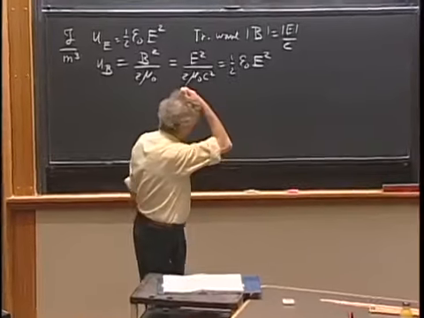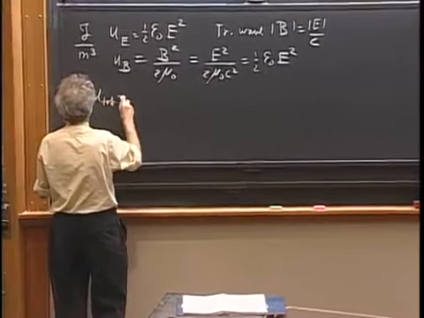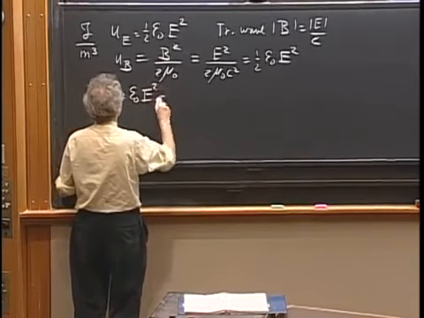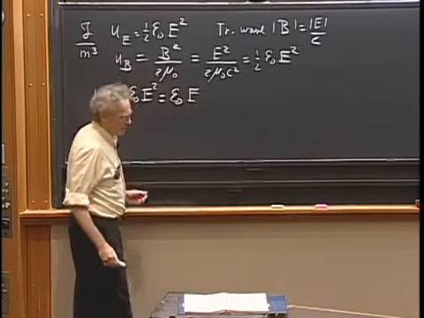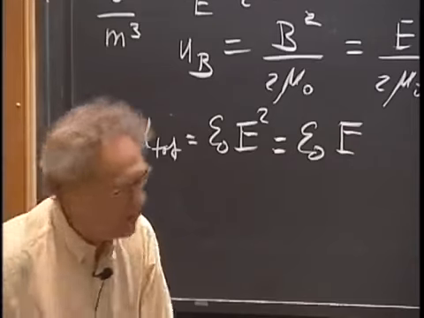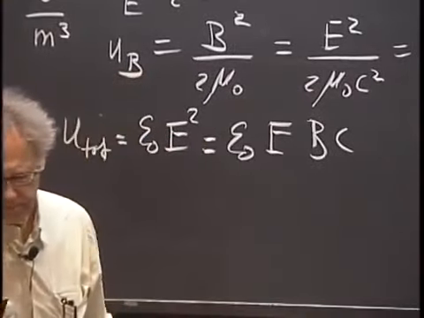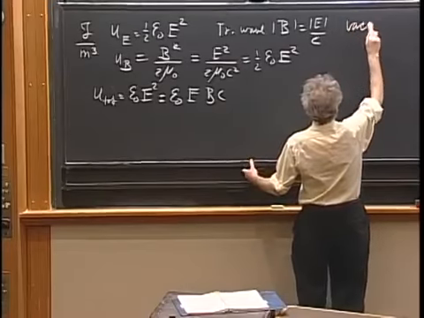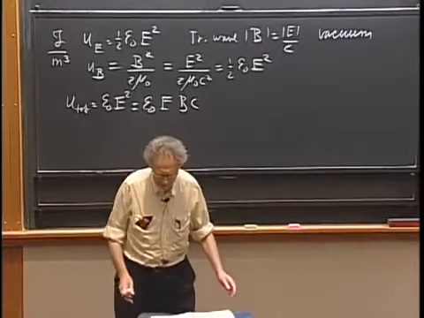And so the total energy density is the sum of the two, is epsilon 0 times E squared, but you can also write that as epsilon 0 times E times Bc, if you prefer that. This, of course, is only true in vacuum when the speed of propagation is c.